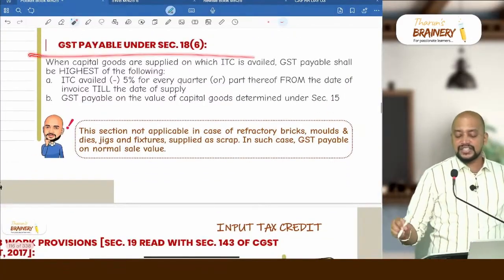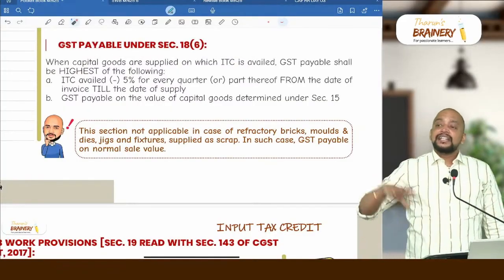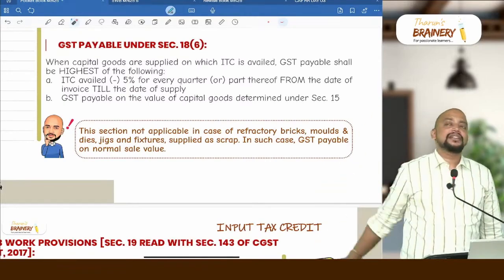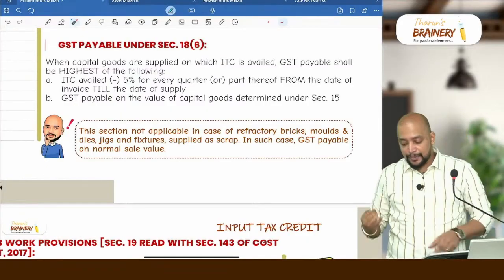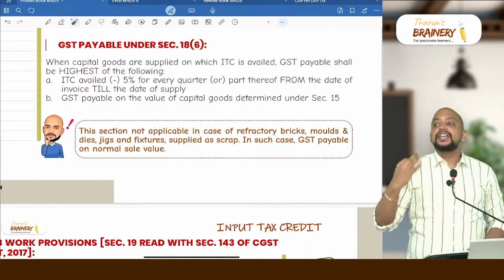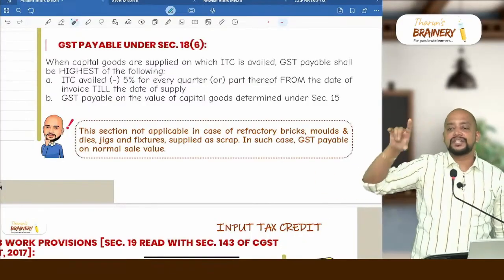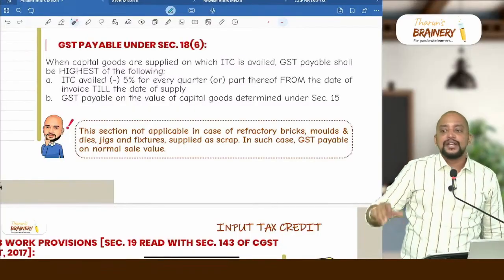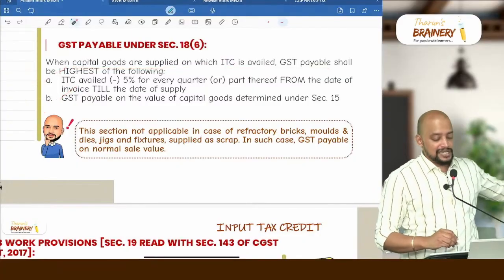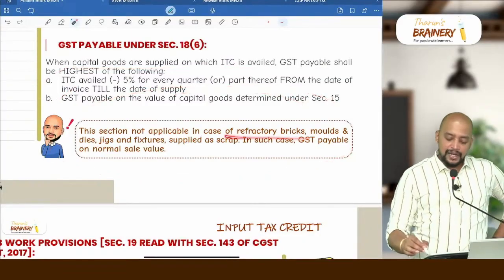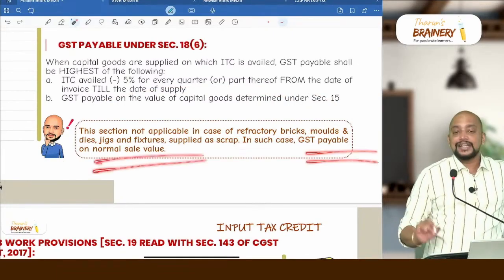Then next one, GST payable under 18(6). We already know how to compute, but in this there is one special point, that is if there are refractory bricks. Refractory bricks are used for the construction of commercial kilns where we heat the raw material. Refractory bricks, moulds and dies, jigs and fixtures: if these three are sold as scrap, don't compare, just take the sale value of this scrap into the GST rate. Generally for capital goods on which ITC is availed, we need to take whichever is highest, but in the case of refractory bricks, moulds and dies, jigs and fixtures sold as scrap, normal GST is payable on the sale value.